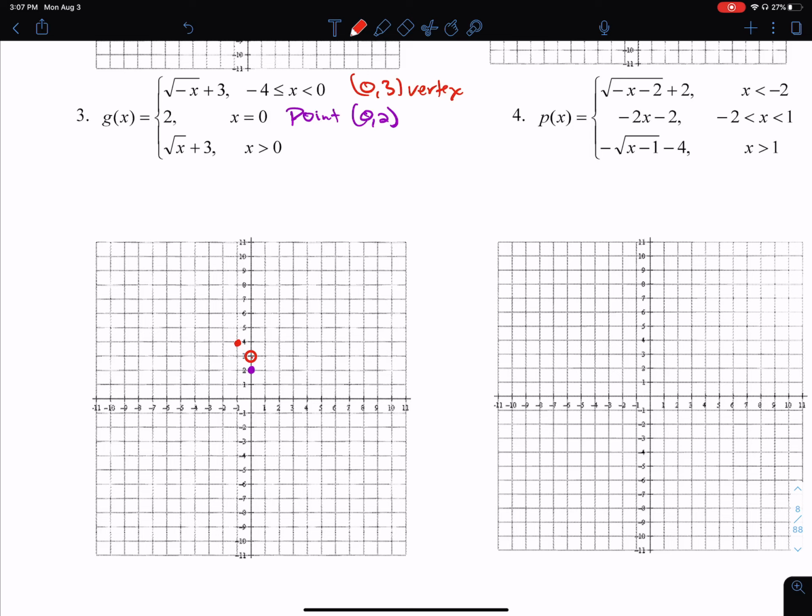Now if we go left 4, 1, 2, 3, 4, and we go up 2, because the square root of 4 is 2. It's going to put us here. That's a closed dot, because it says x is greater than or equal to negative 4. So it stops right there. This represents this part of this square root function.